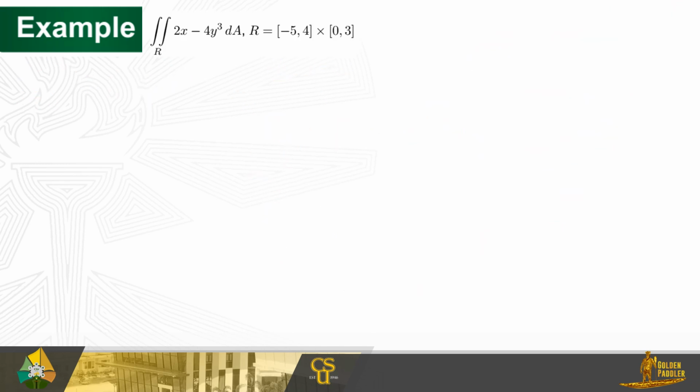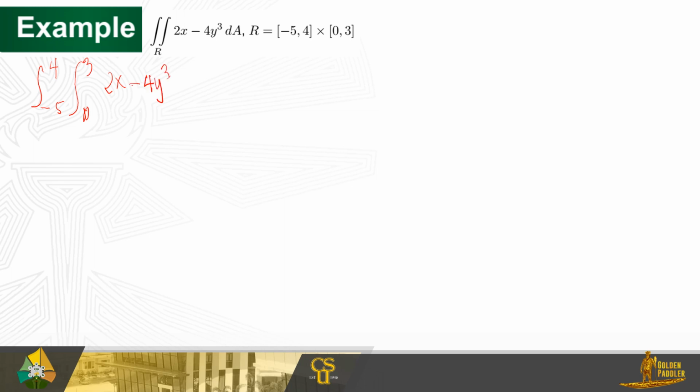Okay, so ito na naman, we have 2x minus 4y cubed. We have a double integral. Maybe mag-start ako sa dy. From negative 5 to 4 for dx, then 0 to 3 for dy. So meron tayong 2x minus 4y cubed.